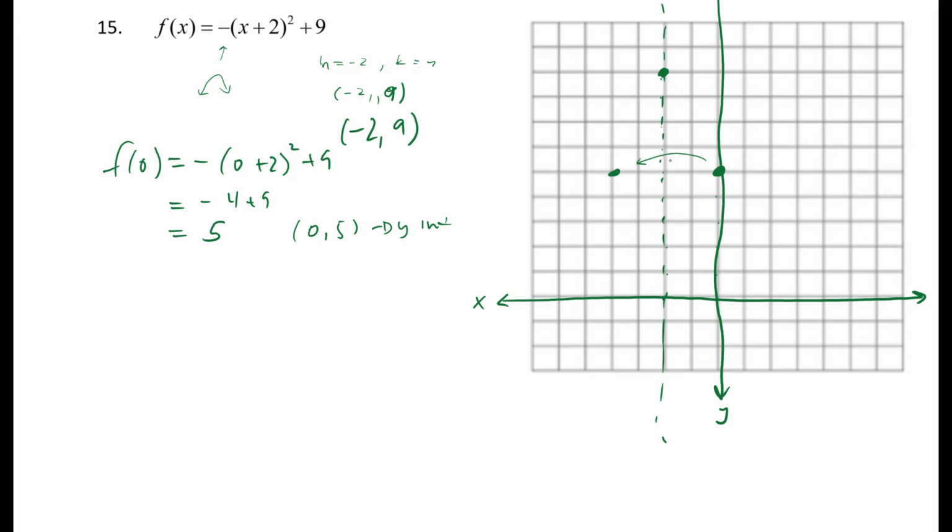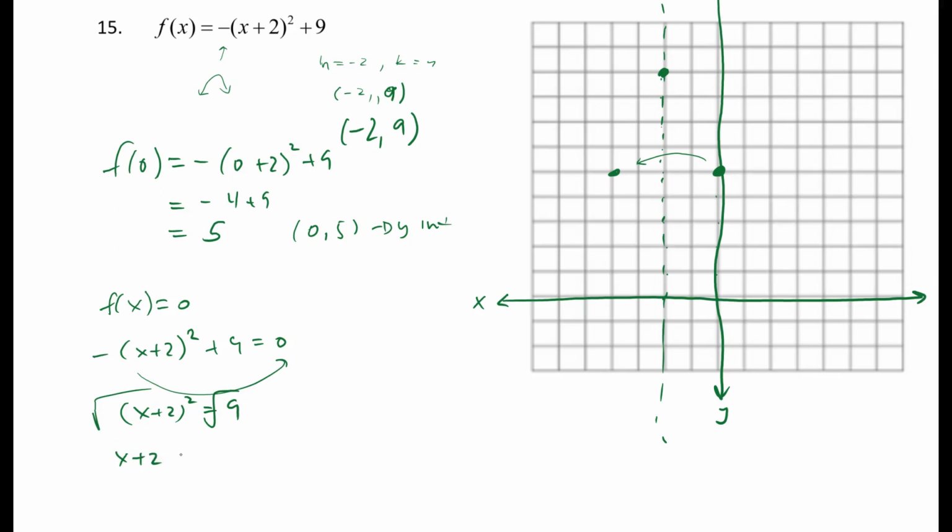And then the last thing I'm going to do is find the zeros. Well, the way I find the zeros is set f of x equal to 0. -(x plus 2) squared plus 9 equals 0. I'll move that to that side to get (x plus 2) squared equals 9. Then I'm going to go ahead and take the square root of both sides. x plus 2 equals plus or minus 3. And we have to take plus or minus when I take the square roots when solving equations.